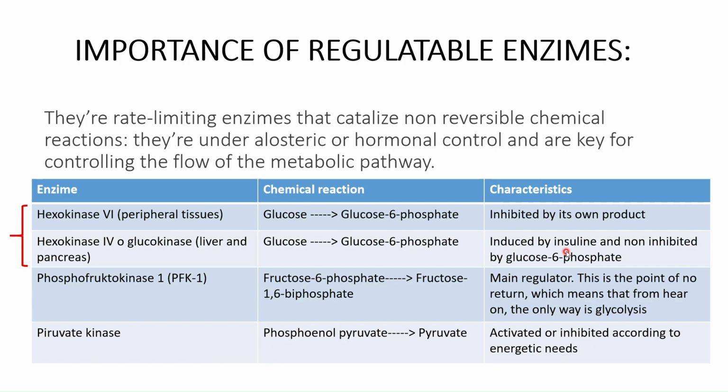Okay, so the liver is the one that regulates the glucose levels. If the liver is always working with glucose, it makes a lot of sense that it's not inhibited by glucose 6-phosphate. This is the reason why it's not inhibited by its own product. Also, we're going to see it later, but glucokinase has a lower affinity with glucose, and it's very important to understand why.